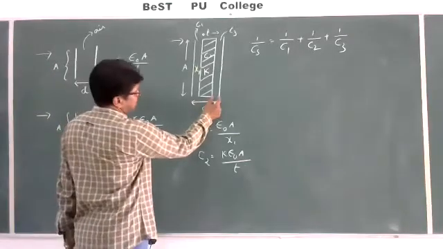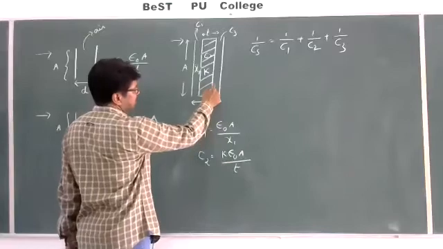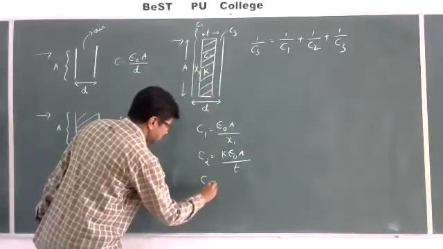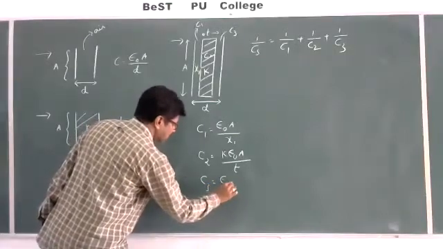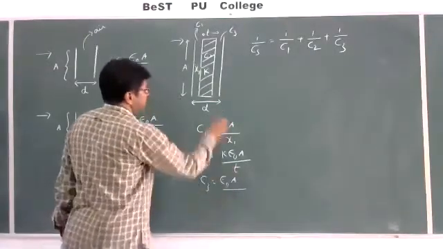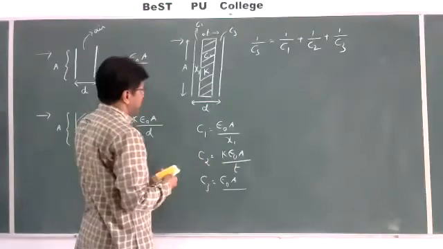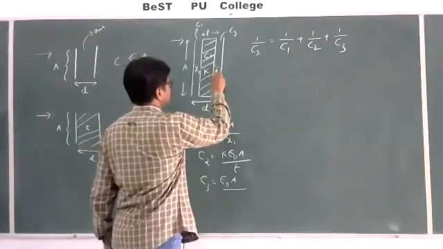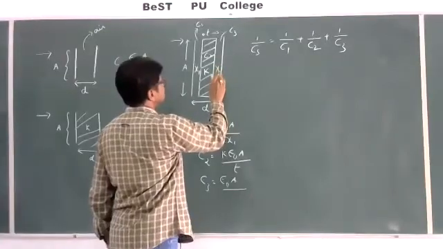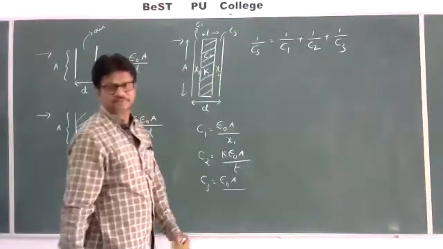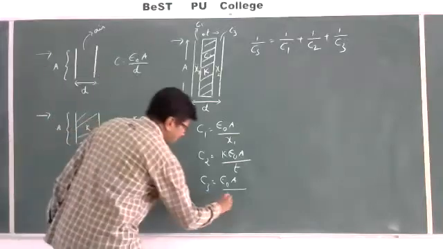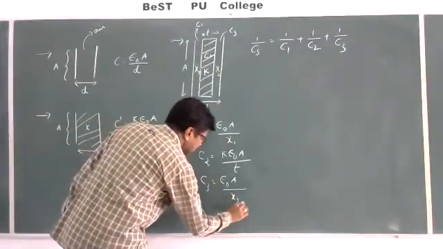Similarly, if I take the third capacitor, again here air is the medium, C3 is equal to epsilon naught A by the distance between the two plates. That distance I am taking as x2. So epsilon naught A by x2.